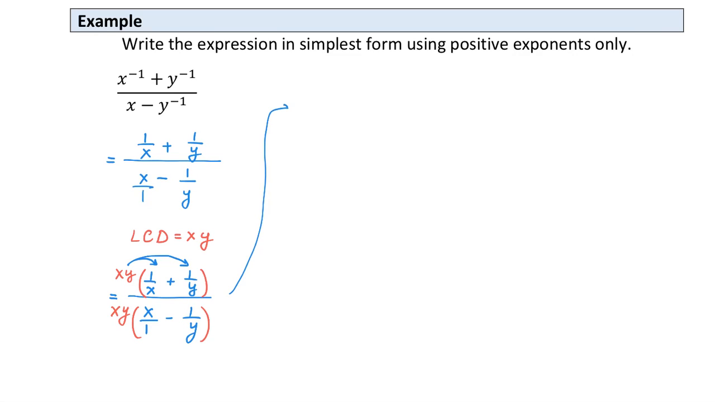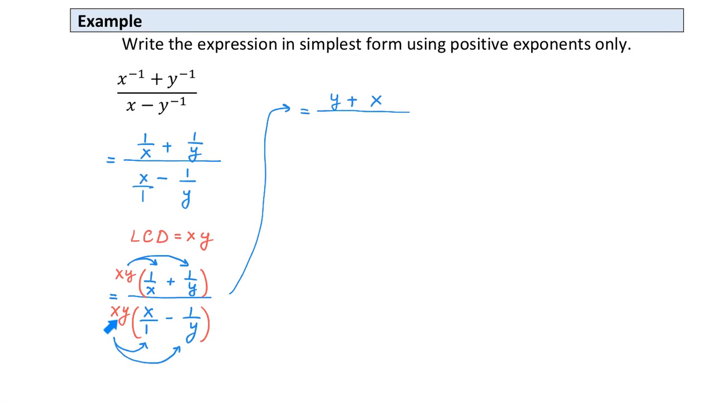Then in the numerator we will write y plus, and now when we multiply xy by 1 over y, then y and y will cancel and x times 1 will be just x. So then in the numerator, let's add x. Let's continue with the denominator. We will multiply xy by the first fraction and again xy by the second fraction.